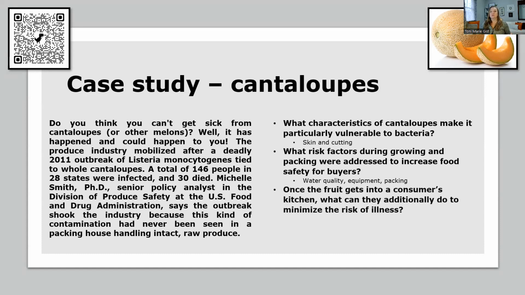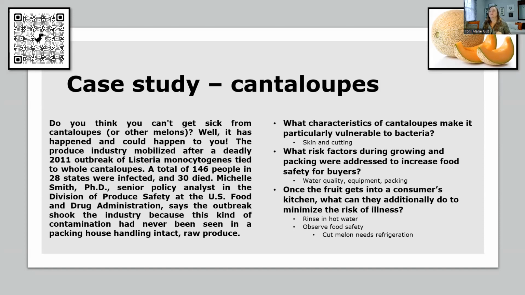So once the fruit gets into a consumer's kitchen, you can additionally rinse it with really, really hot water, and you can observe food safety. If you cut the melon, you need to put it in the refrigerator right away. And if it starts looking a little bit bad in that refrigerator, get rid of that melon.